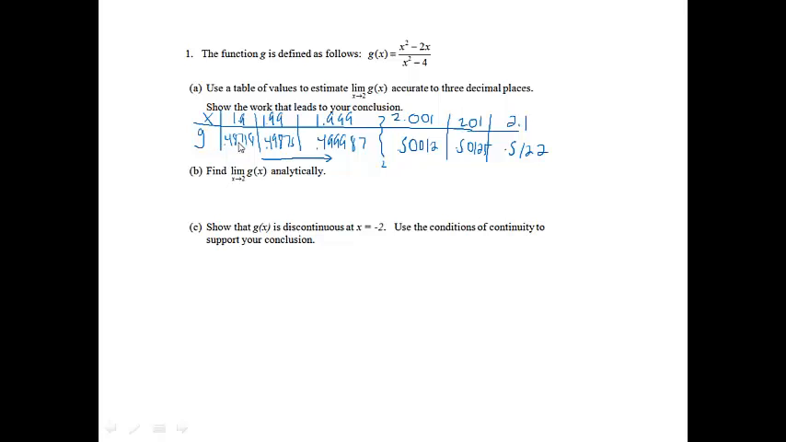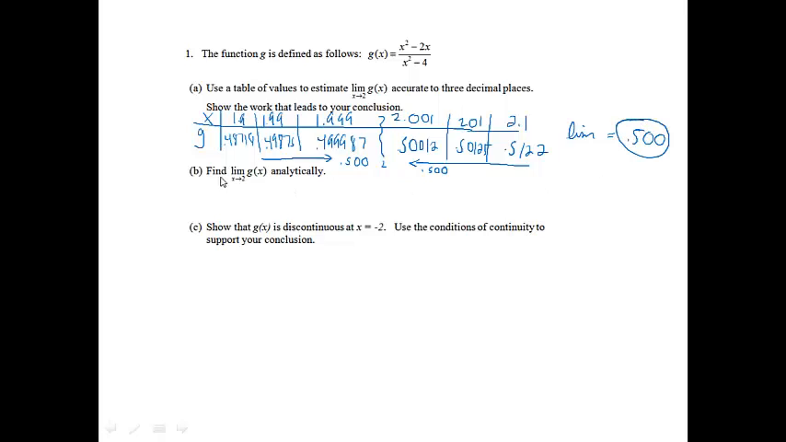All right, then to find the limit, we're going to look at what's happening as I'm coming in from the left. I notice that my y values are getting closer and closer to 0.500. And then from the right side, I do also notice that my values are getting closer to 0.500. So since my limit from the left equals the limit from the right, my limit will equal 0.500.